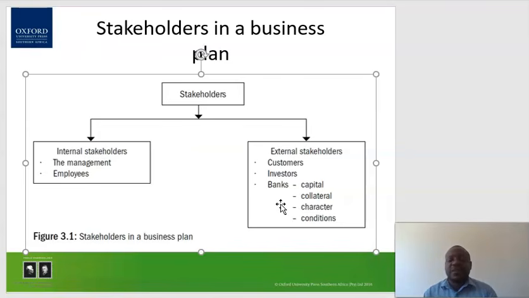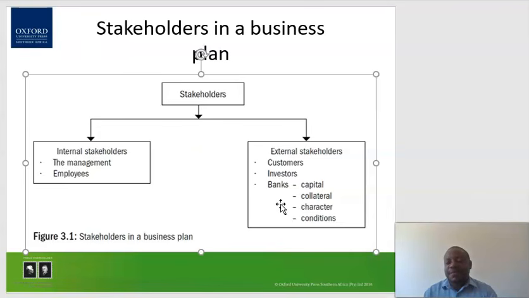Then collateral security. This is the assurance that the banks can use: once you fail to pay back, they can attach that particular asset that you have provided as collateral security. This can be in the form of a property, an immovable asset, or land. Those can be used as collateral security.